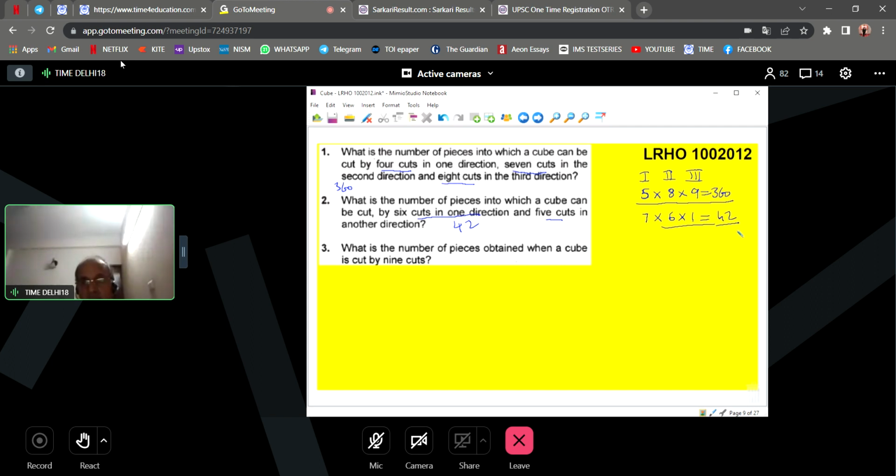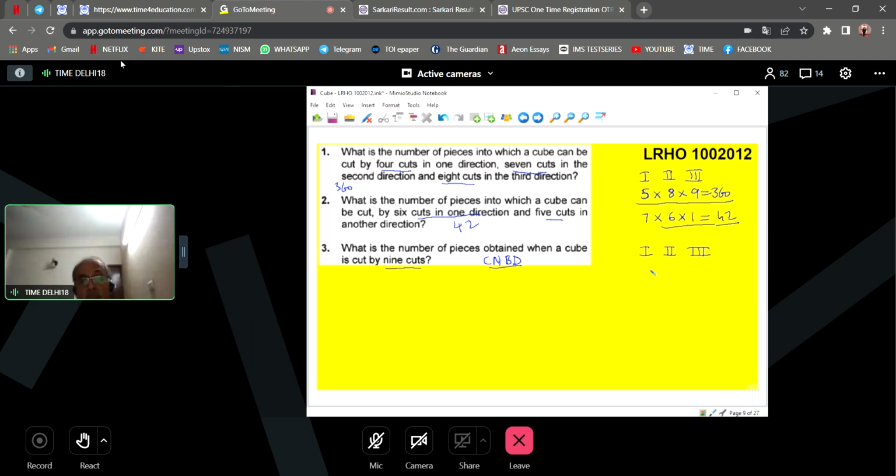Data sufficiency is a problem here. Fine. The answer to this question is cannot be determined. Why? Because we have not been given the directions. We have just been given the cuts. Kitne cuts lagane? 9 cuts lagane. Kahan lagaun? I don't know. Where should I apply those 9 cuts?